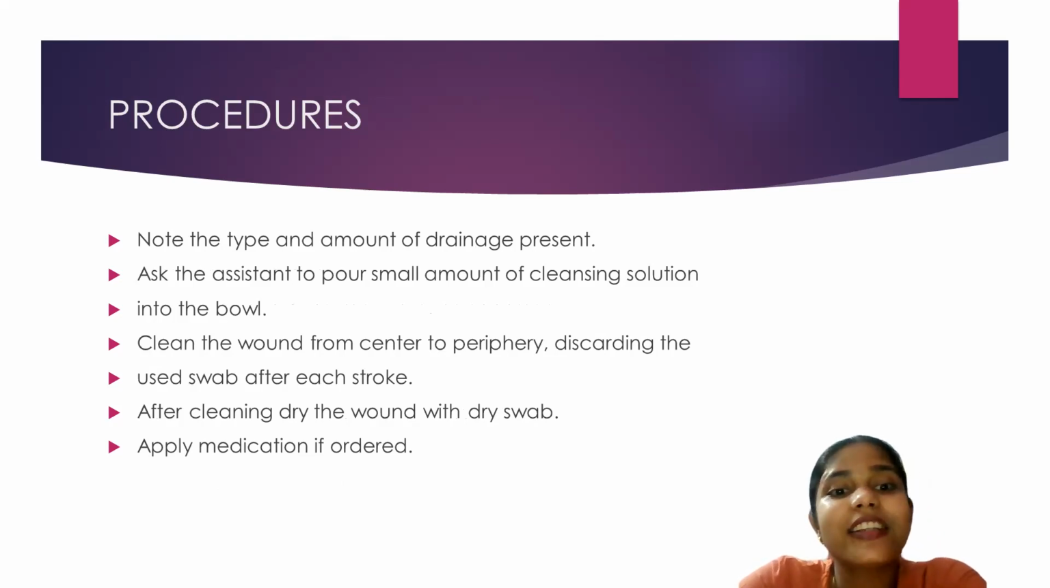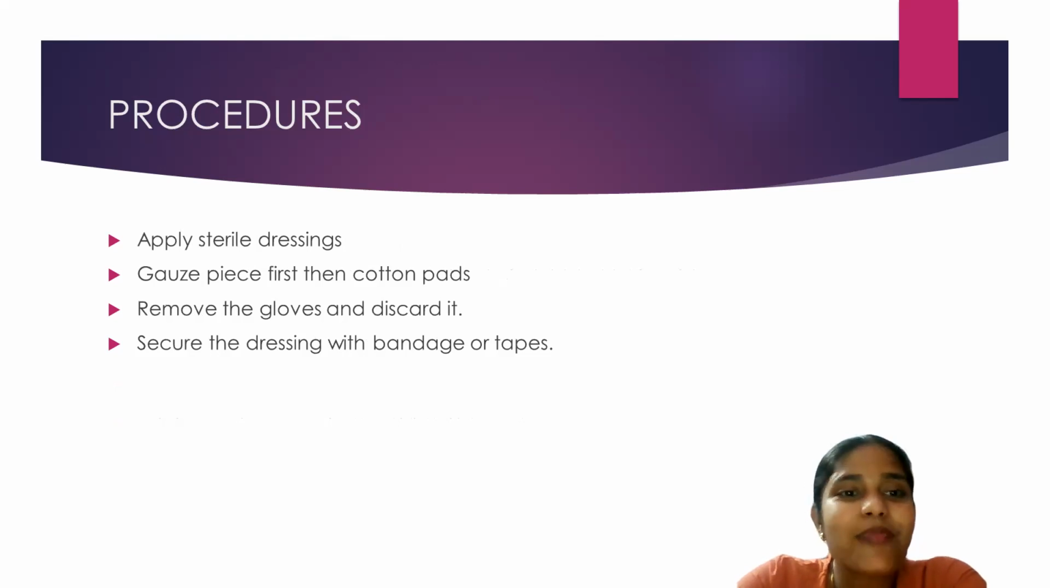And next is clean the wound from the center to the periphery, discarding the used swab after each stroke. And after cleaning, dry the wound with a dry swab. After cleaning the wound, you have to clean again with a dry cotton swab. Apply medication if ordered. Next you can see apply sterile dressing, gauze piece first, then cotton pads, and remove the gloves and discard them, and secure the dressing with a bandage or tape. This is the procedure of dressing.